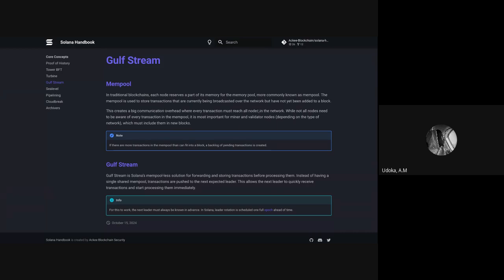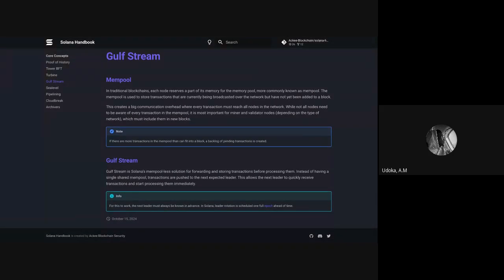All right, no question. So now, handling this in this particular paradigm creates an overhead, right? And how does Solana solve that? It solves it with Gulfstream. Gulfstream is basically a mempool-less solution that forwards transactions. What Gulfstream exists to do is create a parallel transaction paradigm where nothing is pending. There's always a validator available to handle the transaction at any given time. So instead of having a single shared mempool, transactions are pushed to the next expected leader.